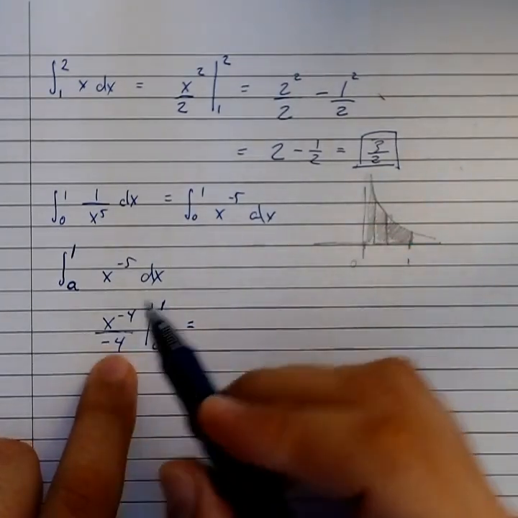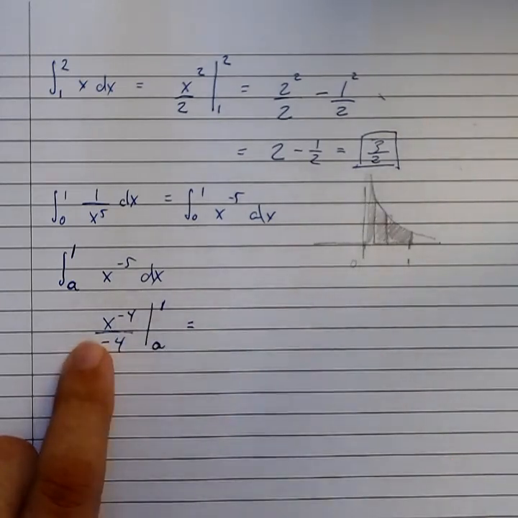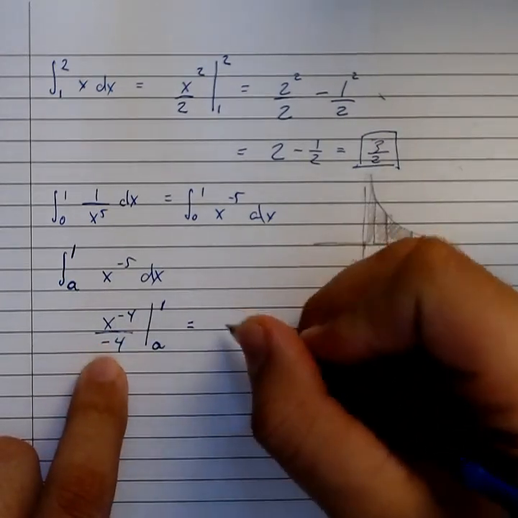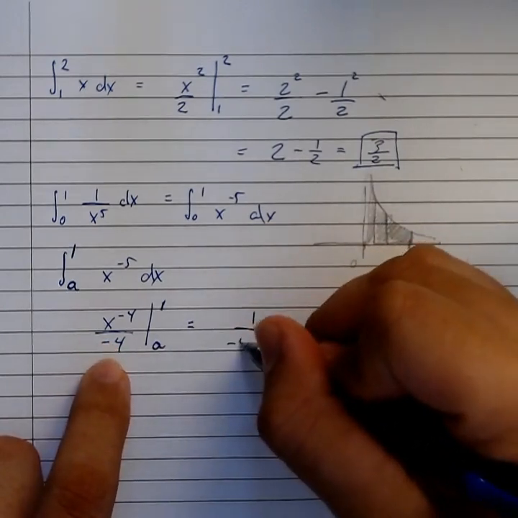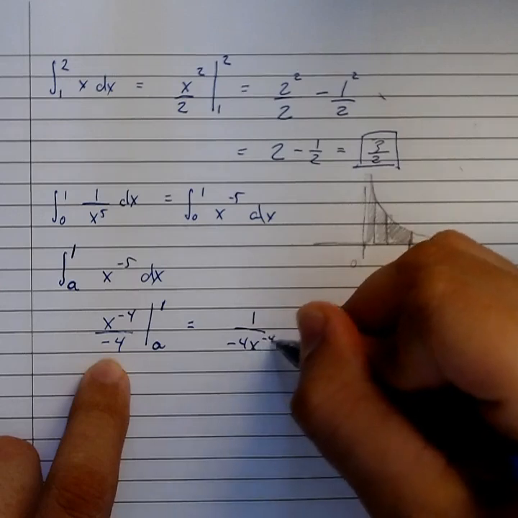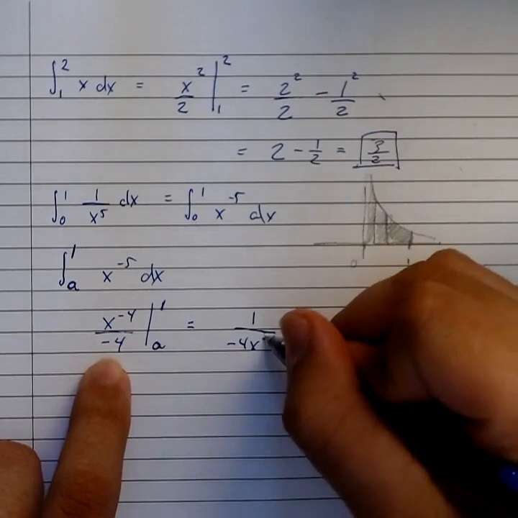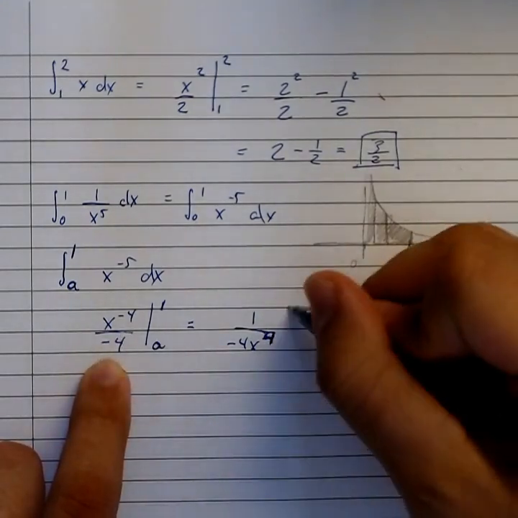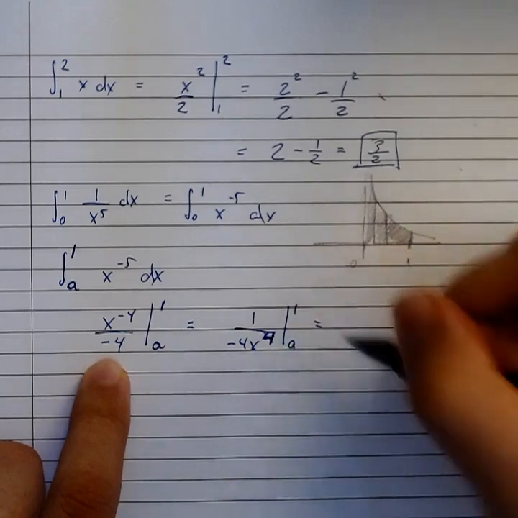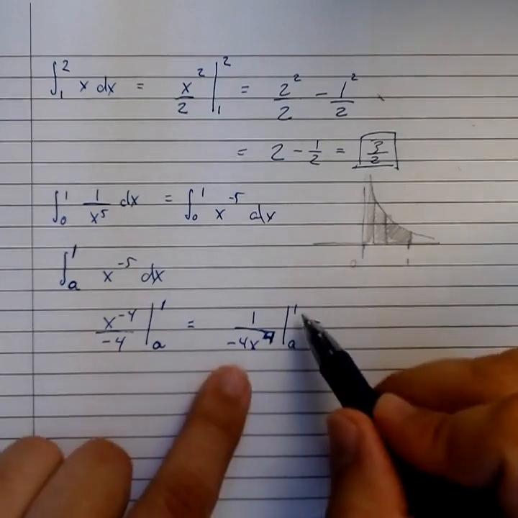Okay, well, I can do that. Look, I can just plug in the number 1 right here. 1 to any power is still 1. Okay. In fact, let me write it this way. I'm going to write this as 1 over negative 4 x to the 4th. Just like that. Same thing, I just brought down my negative power. And again, I'm evaluating from A up to 1. That's not necessary, but it'll make my arithmetic a little bit easier here in just a moment.